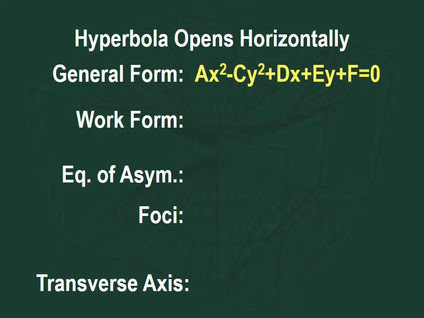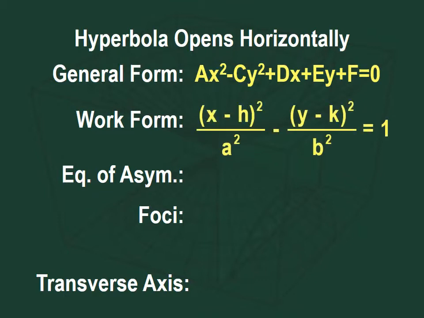Okay, so hyperbolas that open up horizontally come in this general form. If you like to memorize general forms, it's going to look like that. More importantly is the work form. The work form looks almost like the equation for an ellipse. The only difference is that there is a subtraction instead of an addition, so subtraction, so it's a hyperbola.